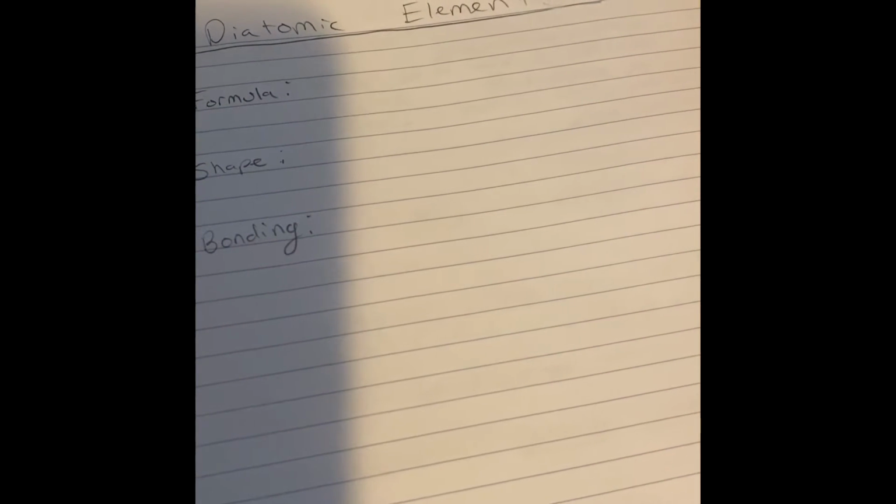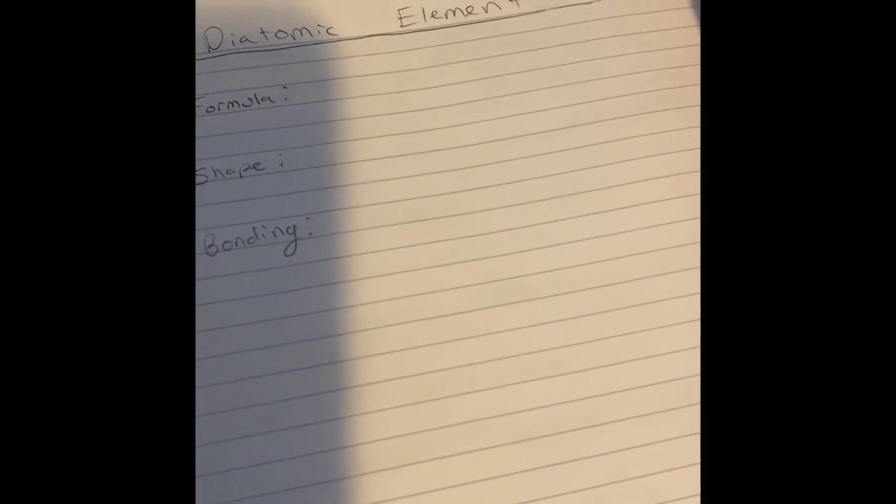So next, I'd like to talk about a diatomic element. In this case, it is fluorine. So the formula here is F2, and that is because there are, in fact, two fluorine atoms. You can note that diatomic elements are only comprised of specific nonmetals, as we'll see in a second, because of the amount of valence electrons in the outer shell.